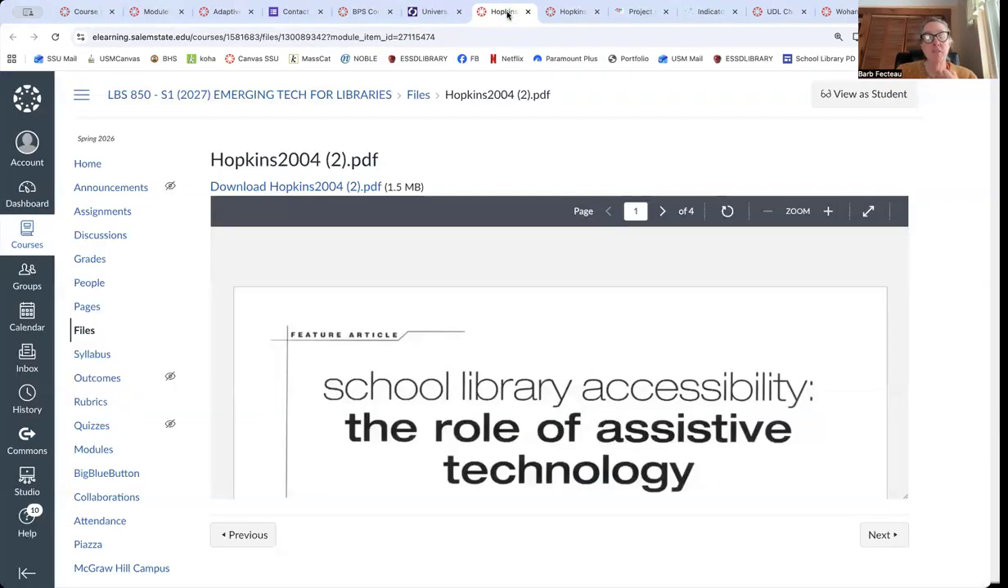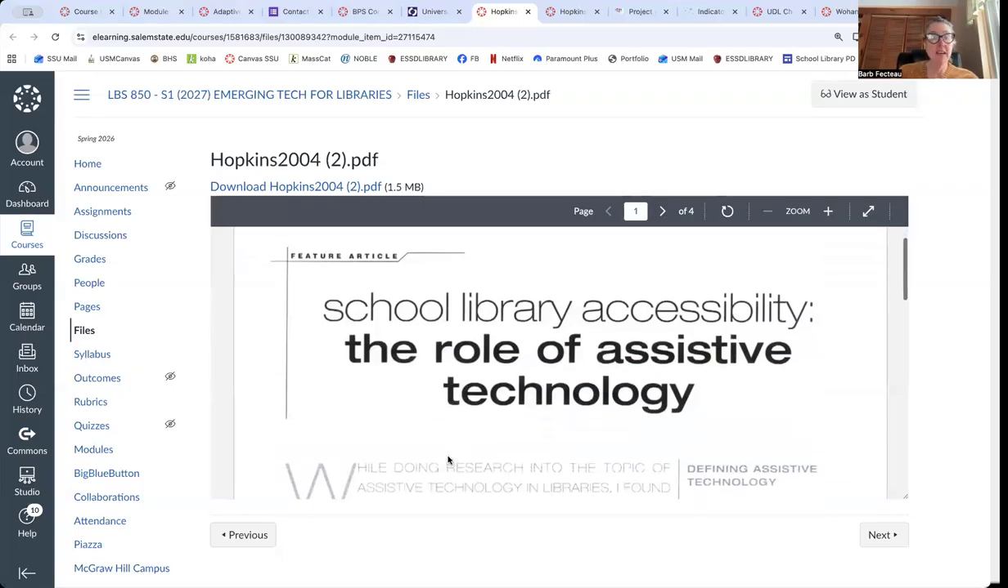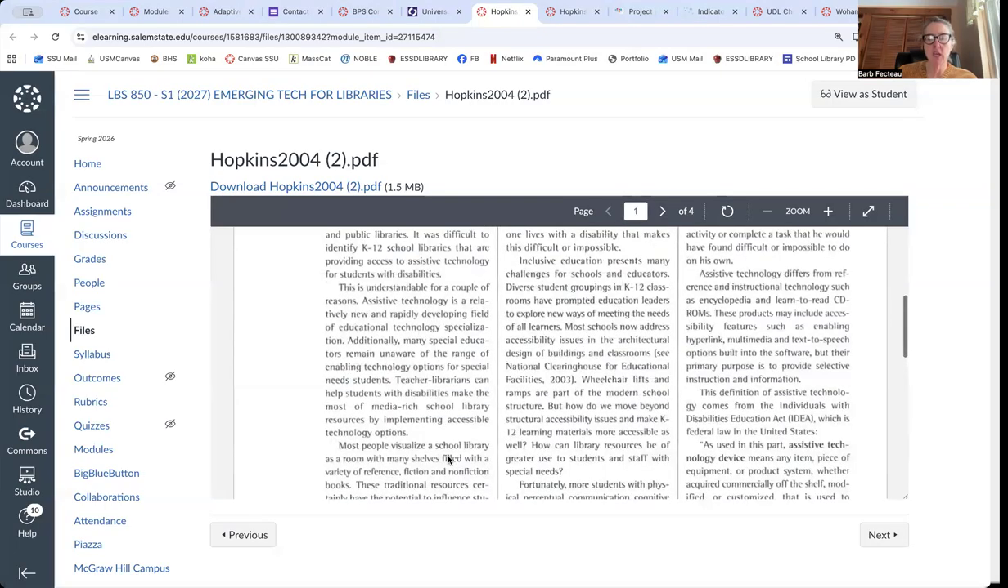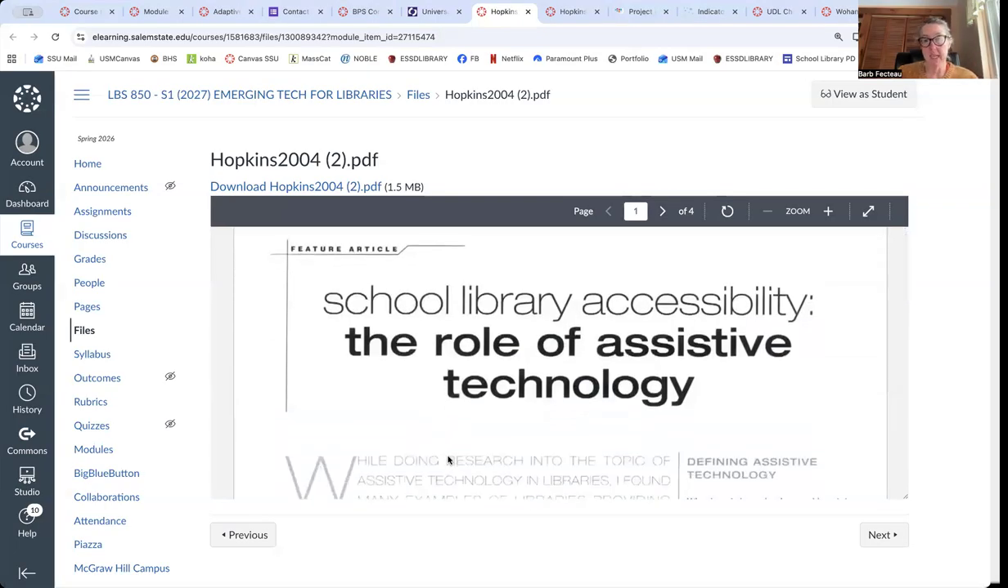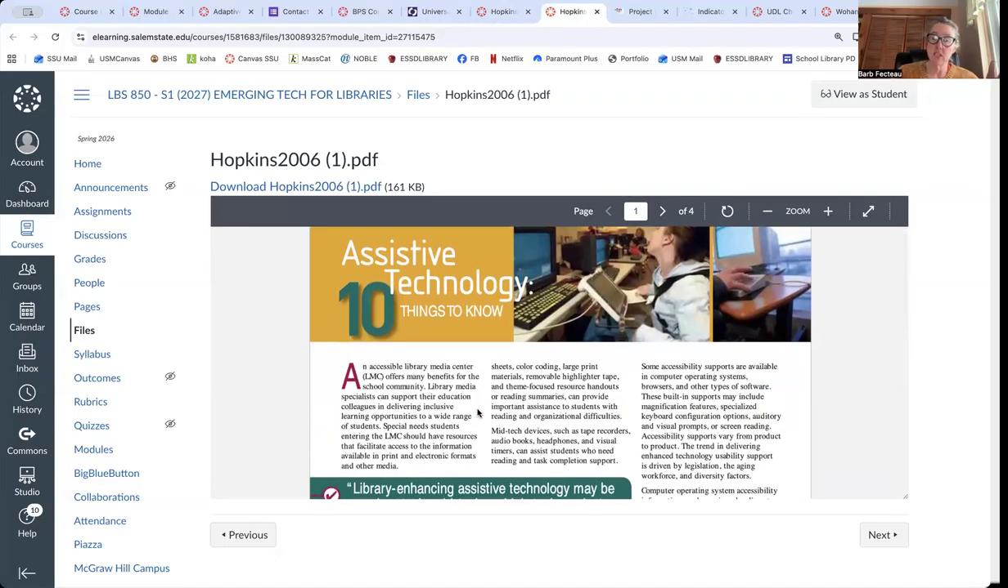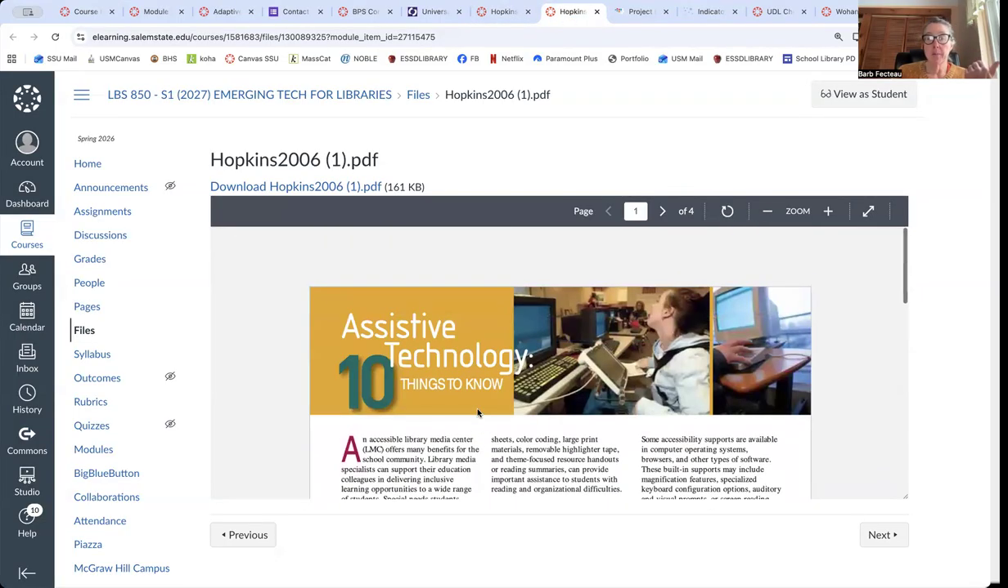And then we've got a couple of very old articles, but they're school library specific and they're pretty good. I think it's Janet Hopkins. Yes, Janet has written the role of assistive technology in school libraries specifically. And then she also has 10 assistive technology things to know, which are right there.